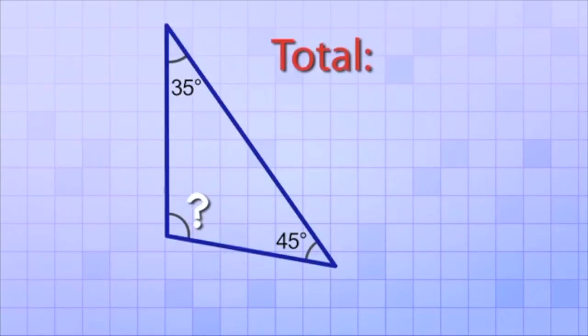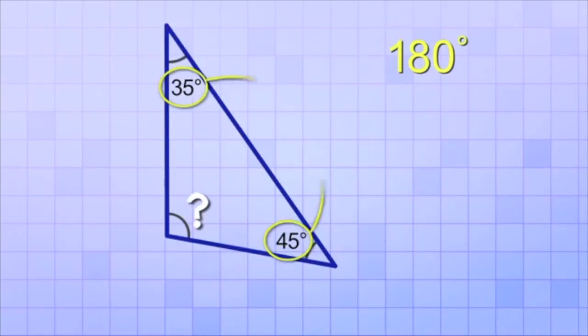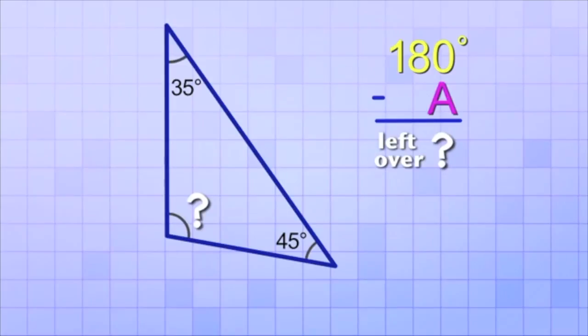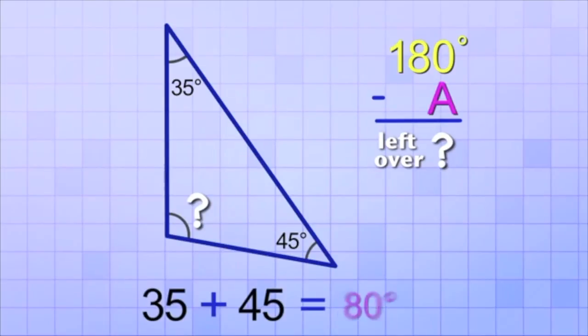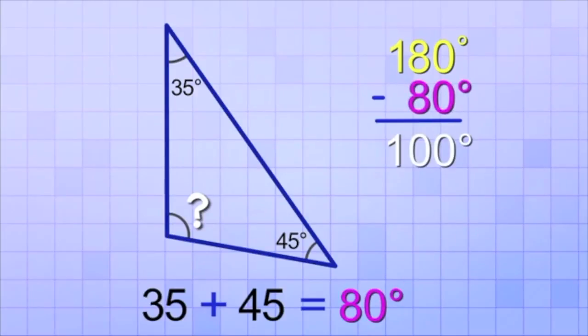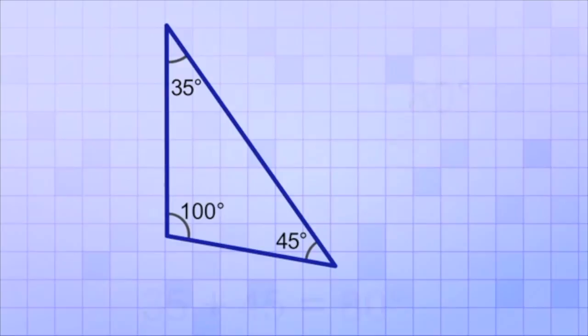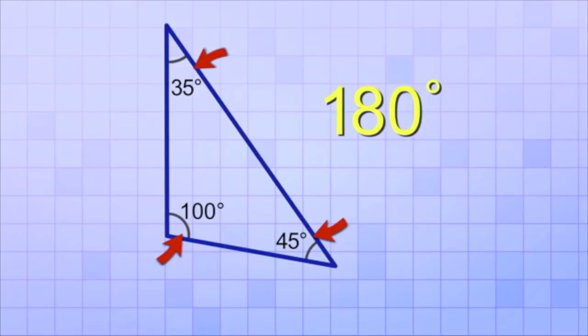Since we know that the total must be 180 degrees, we can just add up the angles that we do know, and then we subtract that from 180 degrees to see what's left over. The leftover amount must be the measurement of the unknown angle. So 35 plus 45 equals 80 degrees. And when we take that 80 and subtract it from 180, we get 100 degrees left over. That means that our unknown angle is 100 degrees. And you can always check your answer by adding up all the angles to make sure you get 180. So you can see why it's so important to know that a triangle's angles add up to 180 degrees.